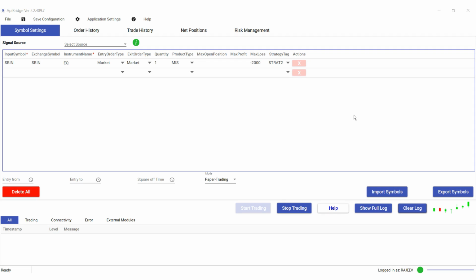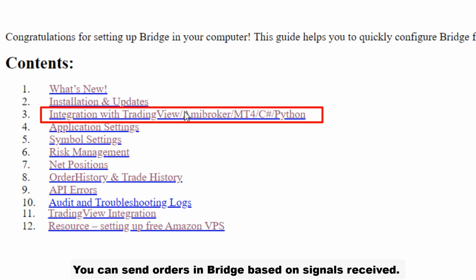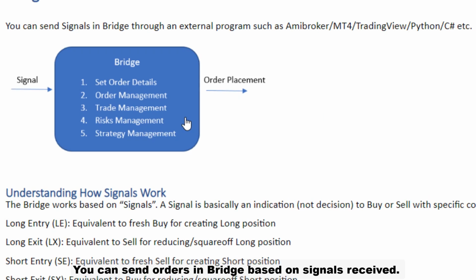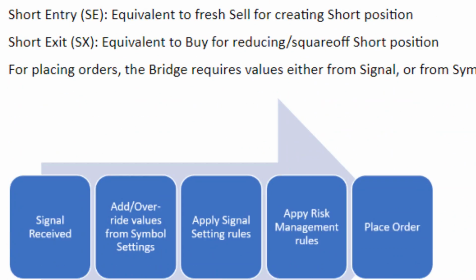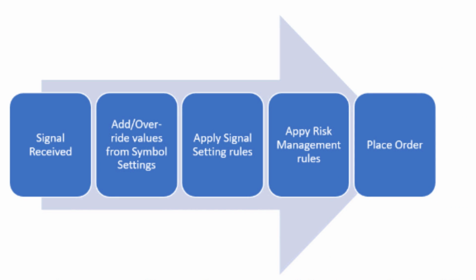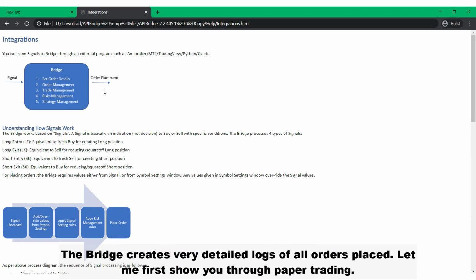To solve order placement issues, we first need to understand the order flow in Bridge. You can send orders in Bridge based on signals received. Depending on your settings, it applies several checks on the signals to place order, like symbol settings, signal rules, and risk management. The Bridge creates very detailed logs of order placed.